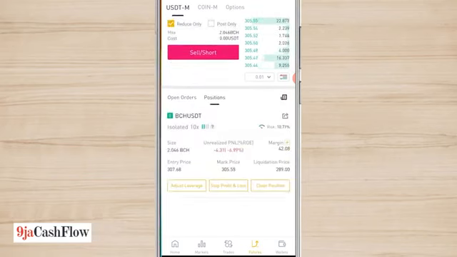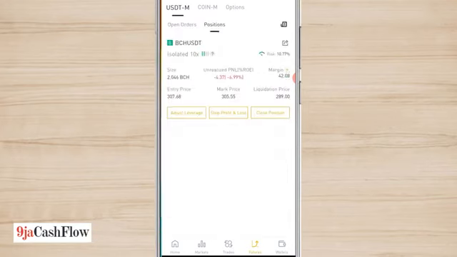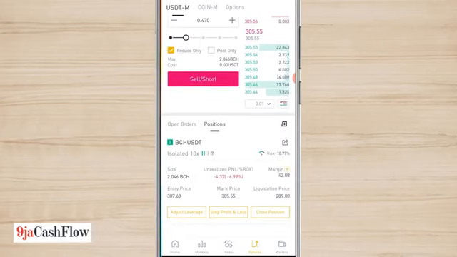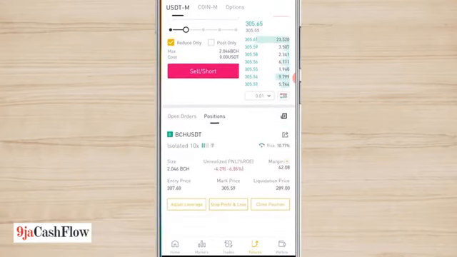That's why we said don't use cross margin, always use isolated. So at worst, if I lose that trade, I will only lose my margin of $42. I will not go and lose my 101 plus. So use isolated and set the stop loss. I'll show you how to set the stop loss.